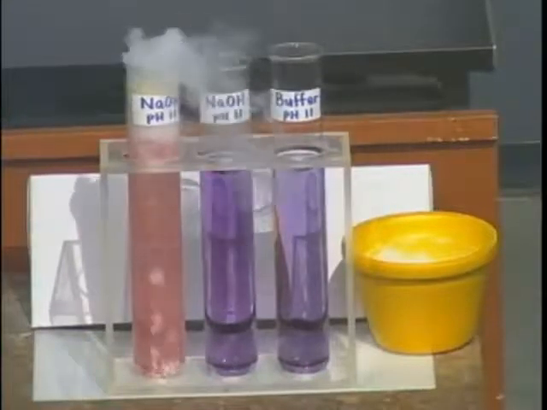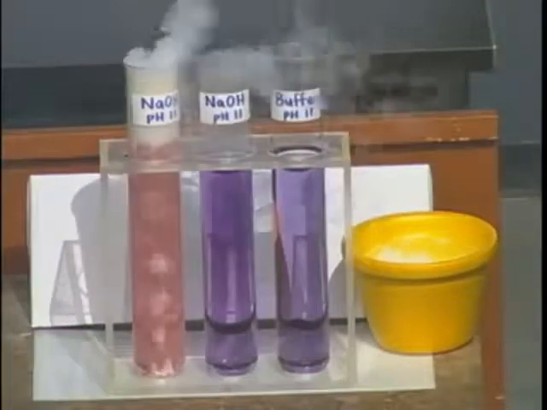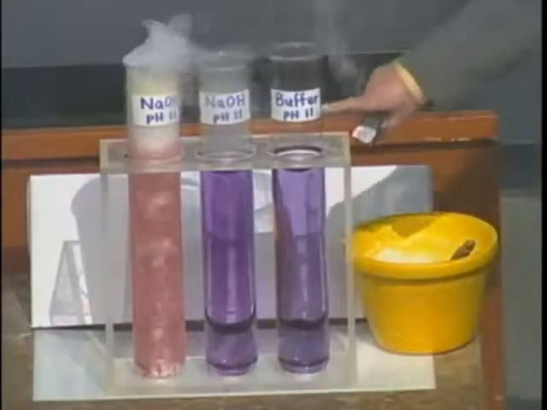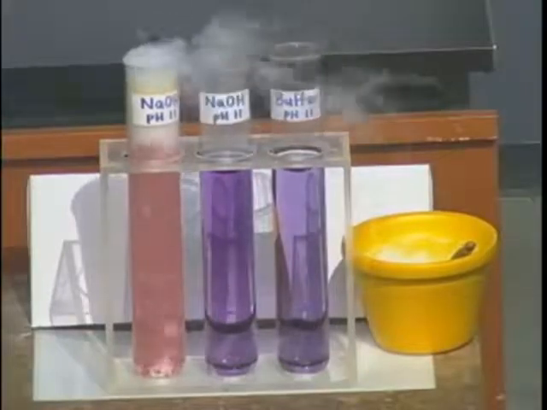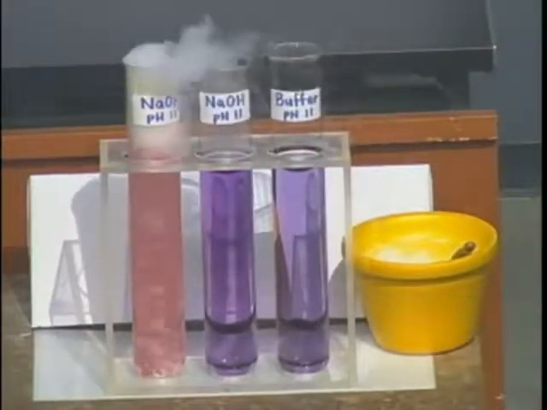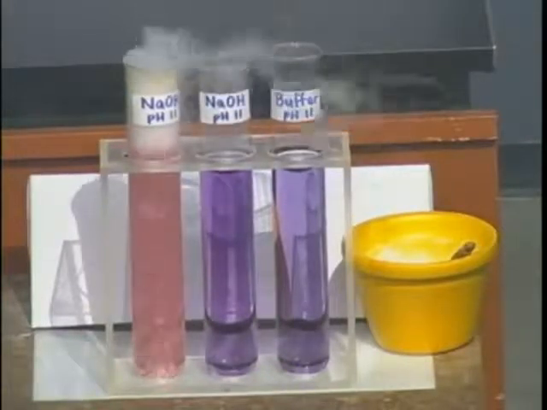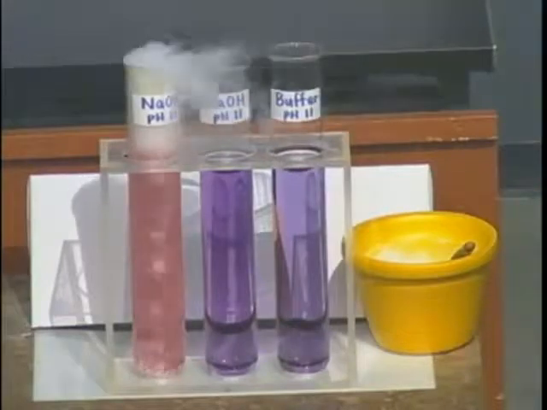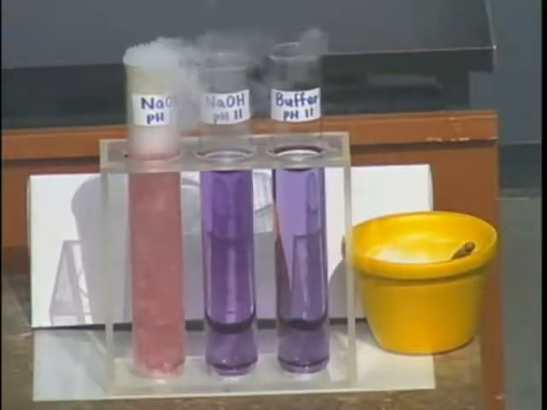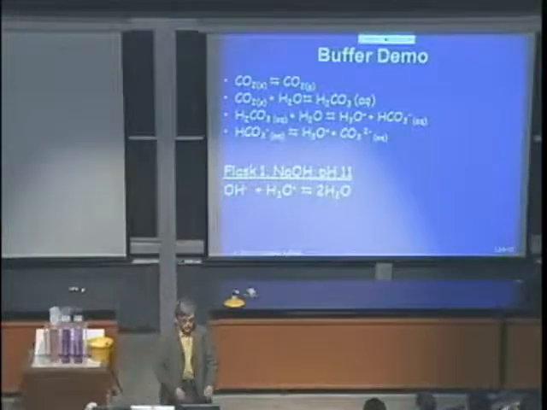So now we have a buffer. Look at that. Isn't that beautiful? Now we have a buffer, and this is pH 11, the buffer. And I'm asking you, if I add the CO2, so that is carbonic acid, as we have established, does the pH go up, A? Does the pH stay the same, B? Does the pH go down, C? Why don't you answer this, please?